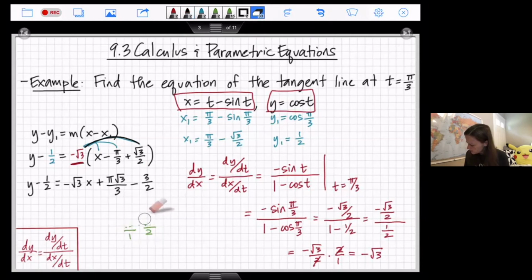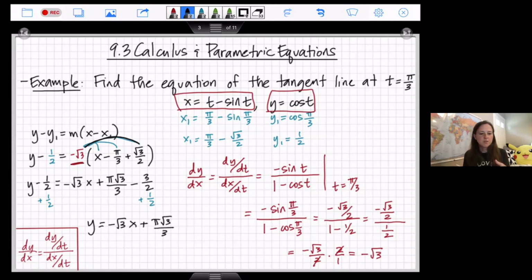Let's get this scratch work away. I'm going to add 1/2 to both sides, and mercifully, they already have a common denominator. So on the left, I've got a y. On the right, I've got negative root 3 times x, that weird pi root 3 over 3, and then negative 3 over 2 plus 1 over 2, which is negative 2 over 2, or negative 1. That is not easy on the eyes, but that's the equation of our tangent line.